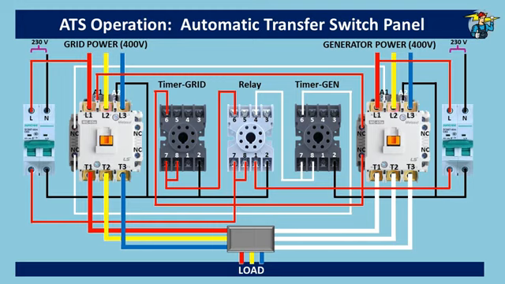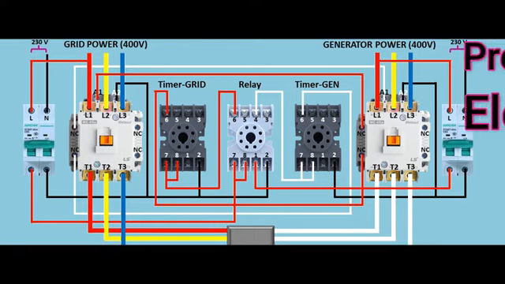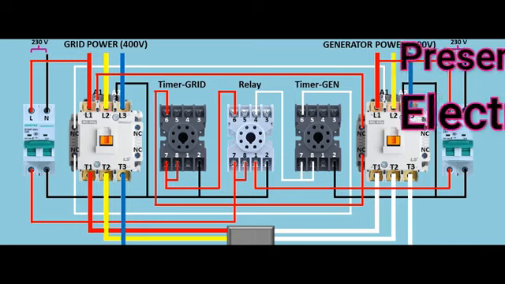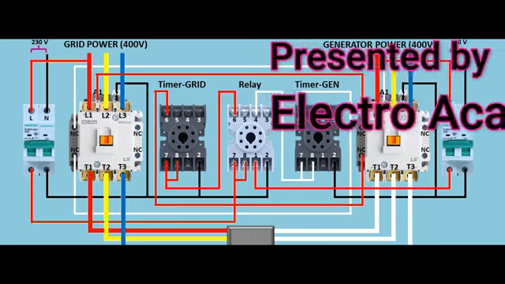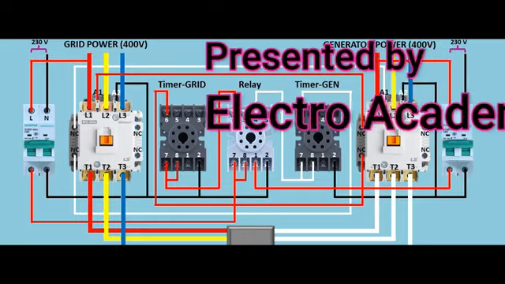Hope you got a fair idea now how the generator is automatically loaded when grid power is interrupted, and also how power is automatically switched back to grid power when grid power is restored.